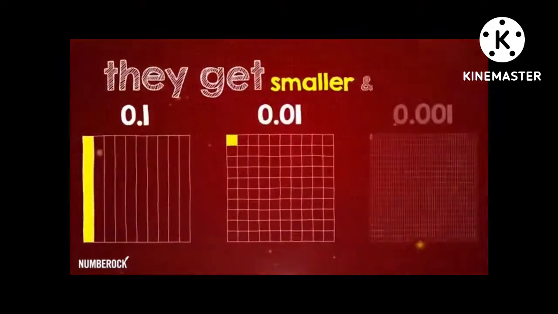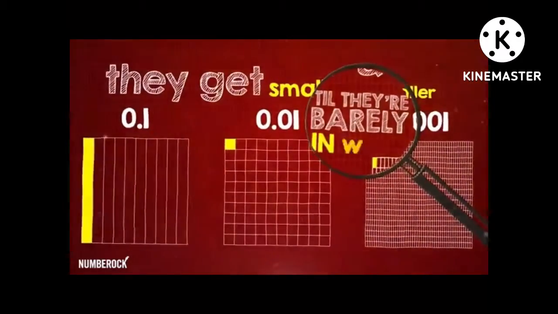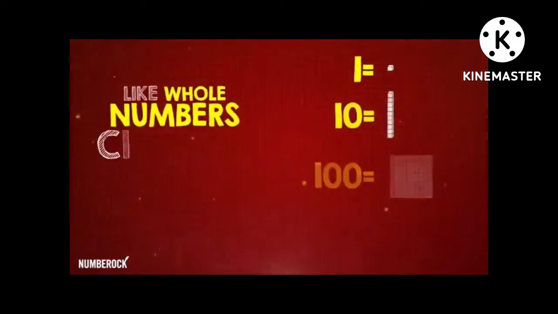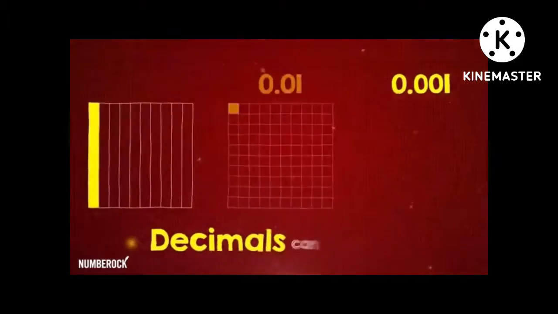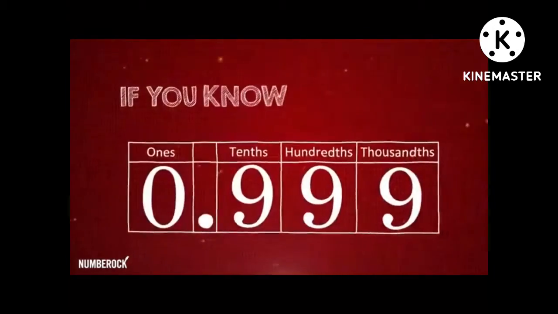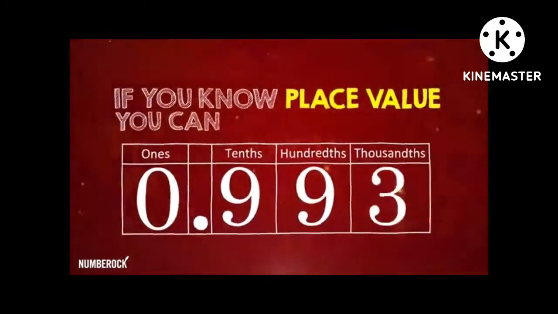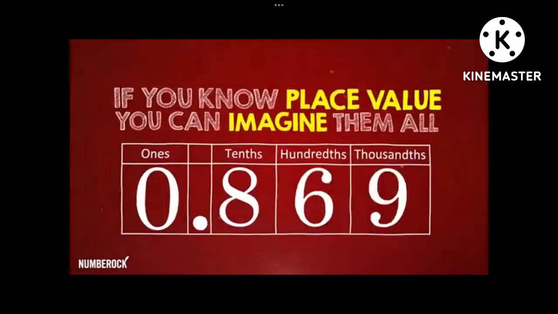They get smaller and smaller till they're barely inside. Like whole numbers can get big, decimals can get small. If you know place value, you can imagine them all.